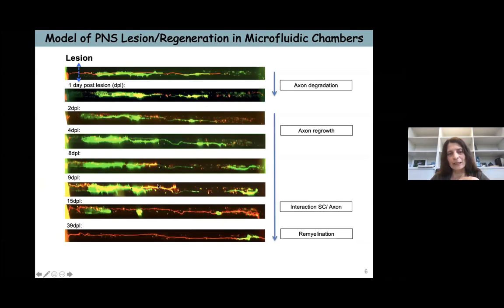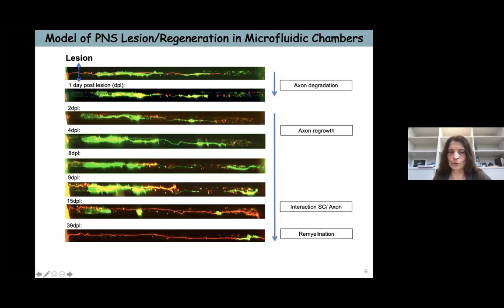You can see it uses the process, and at some point the Schwann cell cuts out the process, reinteracts with the axon, and then remyelinates it. So in this model, with only neurons and Schwann cells, you can have all the steps of the regeneration process that you can see in vivo, with a timing that is extremely similar to what happens in vivo. So we use this model a lot to study the different steps of the regeneration process.